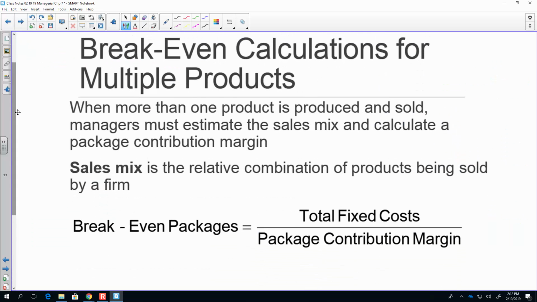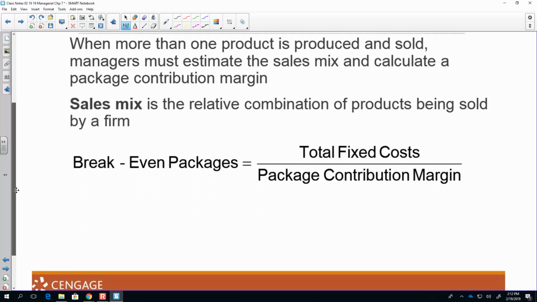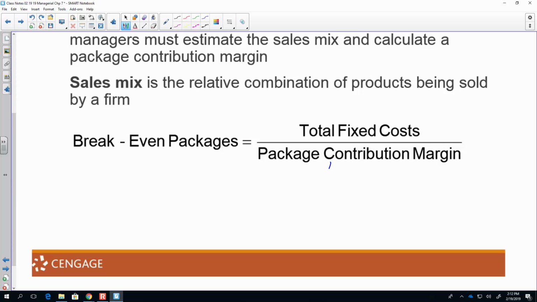So, the computation doesn't change much, our break-even computation. The only difference is here. This is new. Instead of a unit margin per unit, we now have what they call a package margin per unit. And in order to develop this package margin, we need to know a sales mix. So in other words, I sell 2 of this calculator type and 1 of this calculator type for all of our sales, a 2-to-1 ratio.